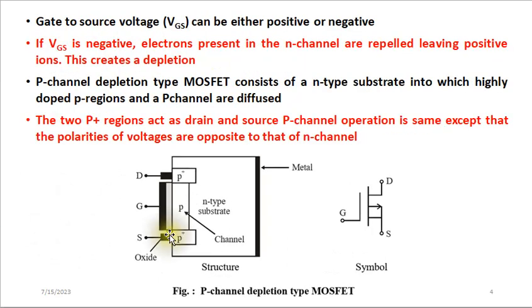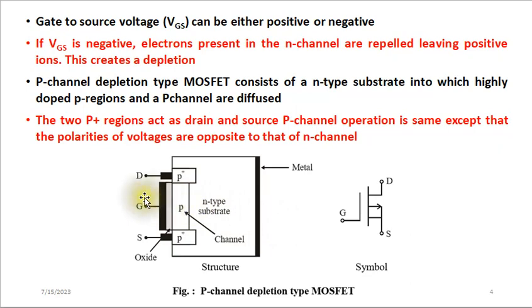On the other hand, you can have the P-channel depletion type also. You can see my source and the drain, they are connected to the P region, and there is a P-channel that is connecting the two terminals, that is the source and the drain. And the arrow, if you look at it, is pointing outwards. So because of the existence of this physical P-channel, we call it a depletion type.